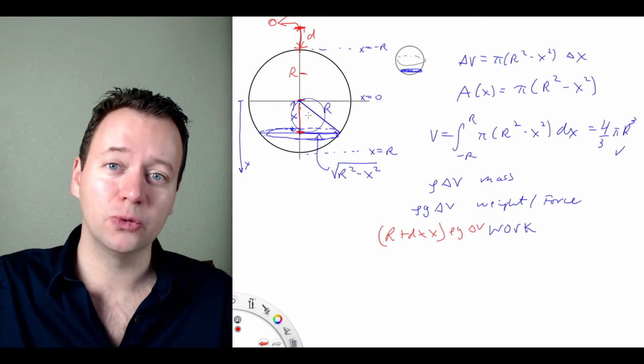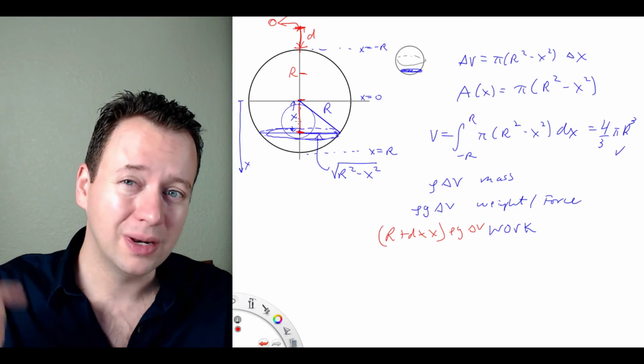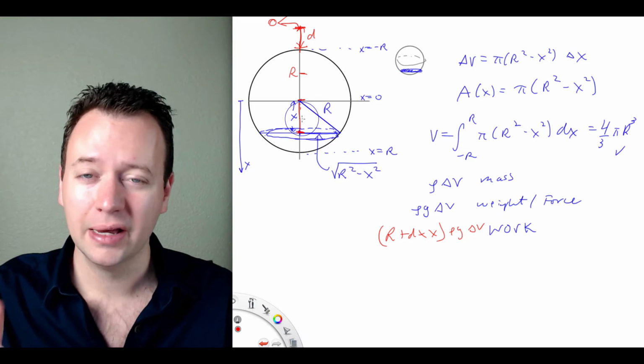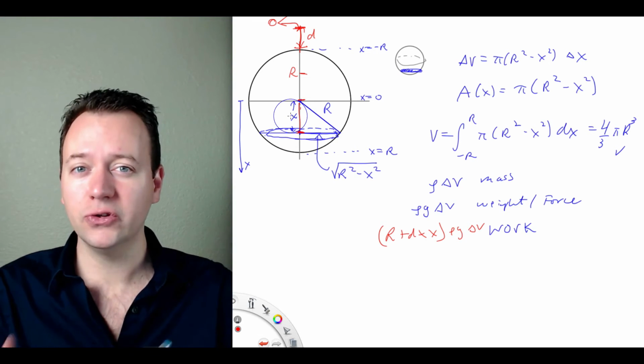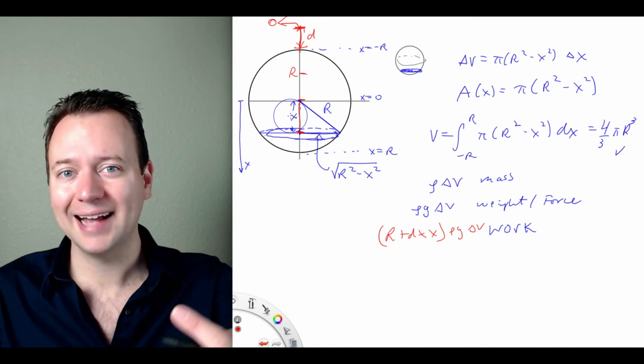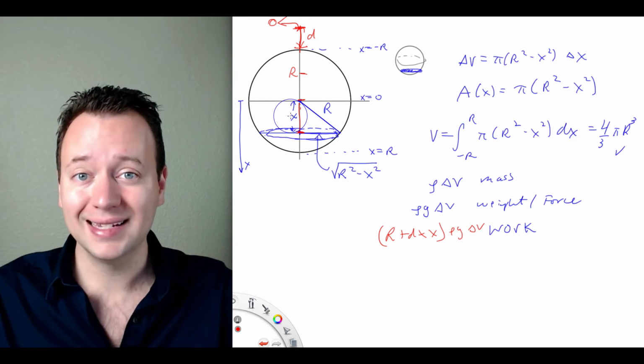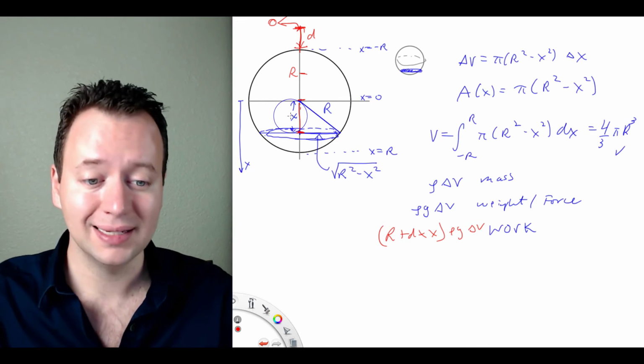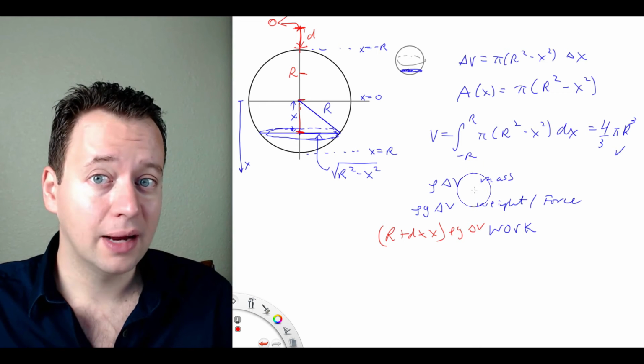If the x-axis was pointing up instead of down, it would need to be r plus d minus x. So be very careful. It depends on how you set up your coordinates. Since x is pointing down in this case, the distance that I'm moving will be r plus d plus x. And then when we integrate this, we get the total work.